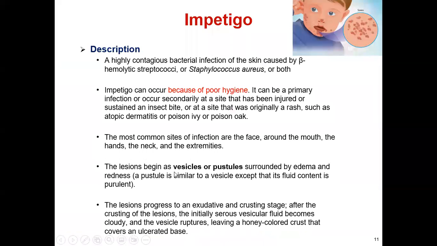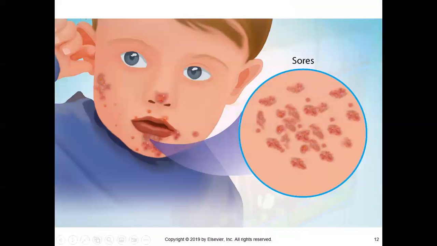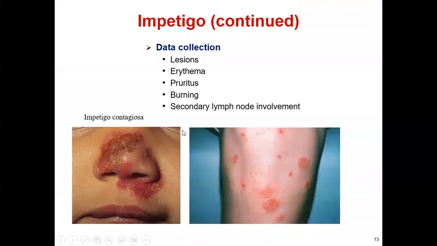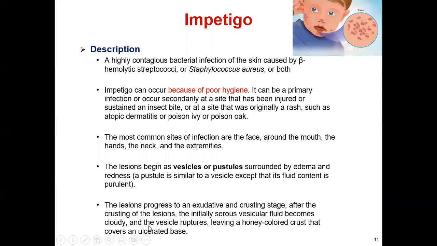So the lesion begins as vesicles or pustules surrounded by edema and redness. The lesion progresses to an exudative or crusting stage. In this picture we can see the exudate, and in this picture we can see the crust. So vesicles then rupture, leaving the honey crust that covers the unulcerated base.